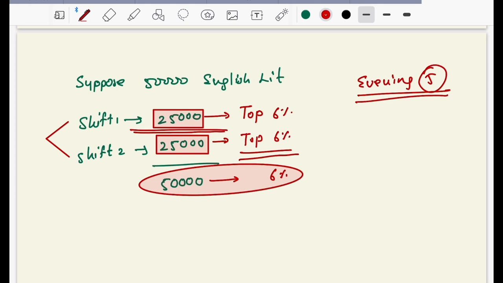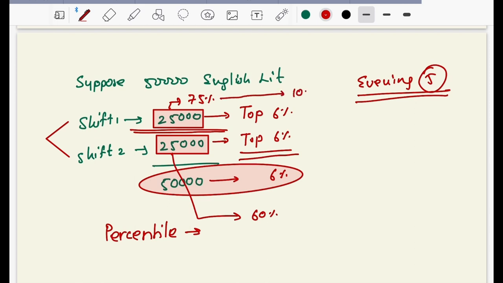Now moving forward, if this happens, you might be thinking that obviously the percentile might be different, and you are right. The percentile might be different. What I mean to say is, suppose in shift 1 the topper scored 75% marks, and in shift 2 the topper scored 60% marks. So here 75% marks will be considered as 100%, and here 60% marks will be considered as 100%.